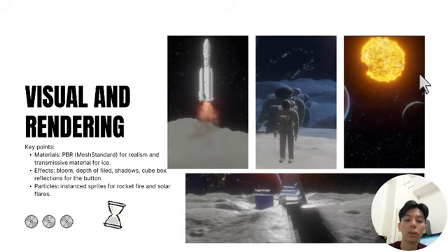In the cube box, there is a reflection for a button. You can see in our Earth, some parts are lit and some parts are in shadow. The mirror cube box will reflect the scenes. Last thing, we apply the particle system for the rocket fire and the solar flares.